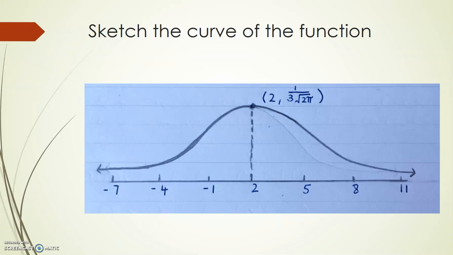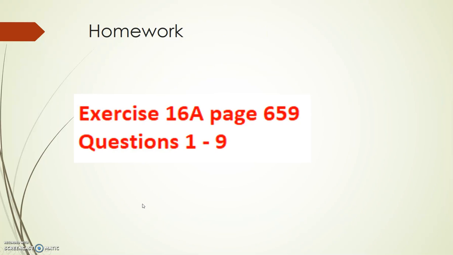If we're asked to sketch the curve of the function, it would look like this. Notice with the mean being 2, the centre of the distribution or the peak is located at 2. And because the standard deviation is 3, I have the curve spread over largely 3 standard deviations. So we go up 1 standard deviation to 5, 8 and 11, and down to -1, -4, -7. Finally, I want you to do exercise 16A.